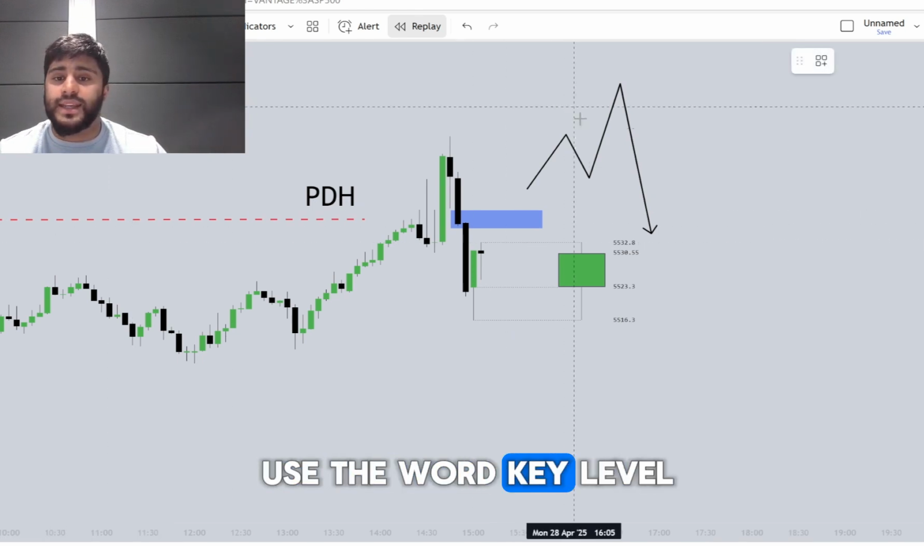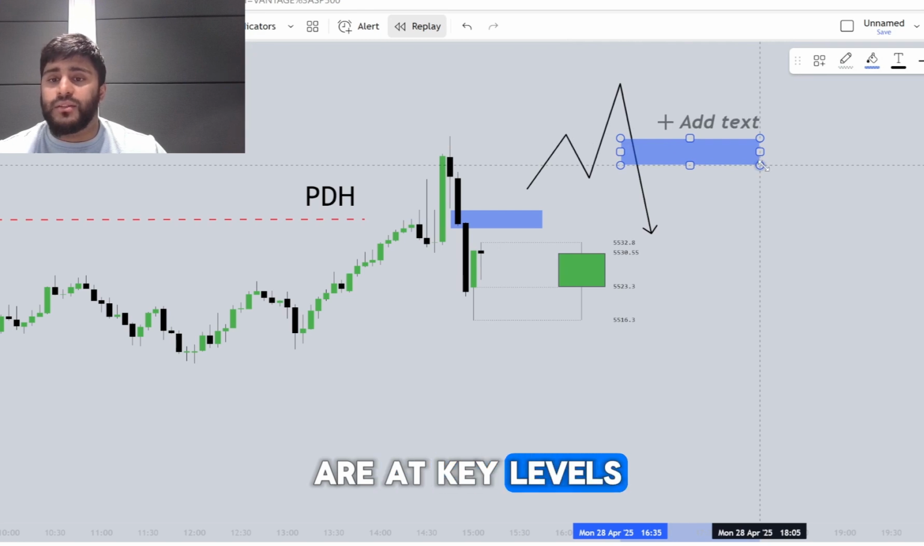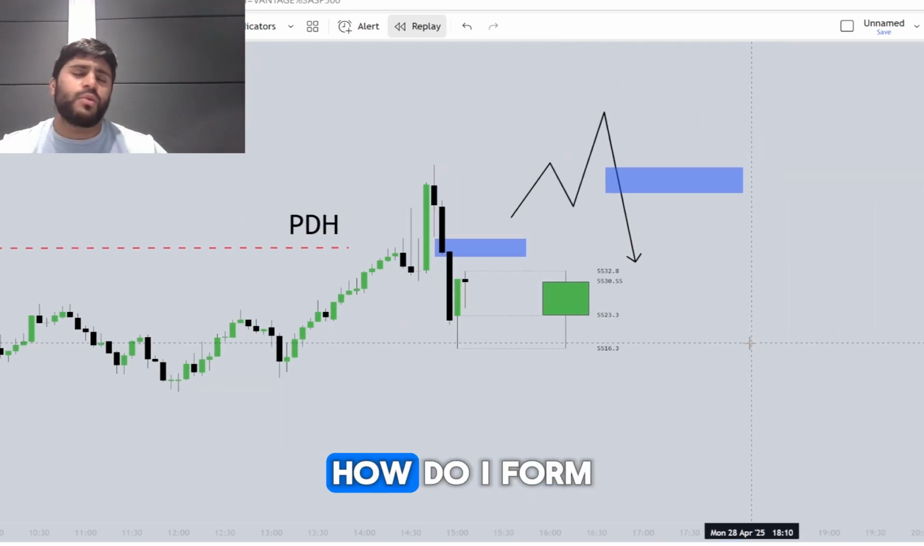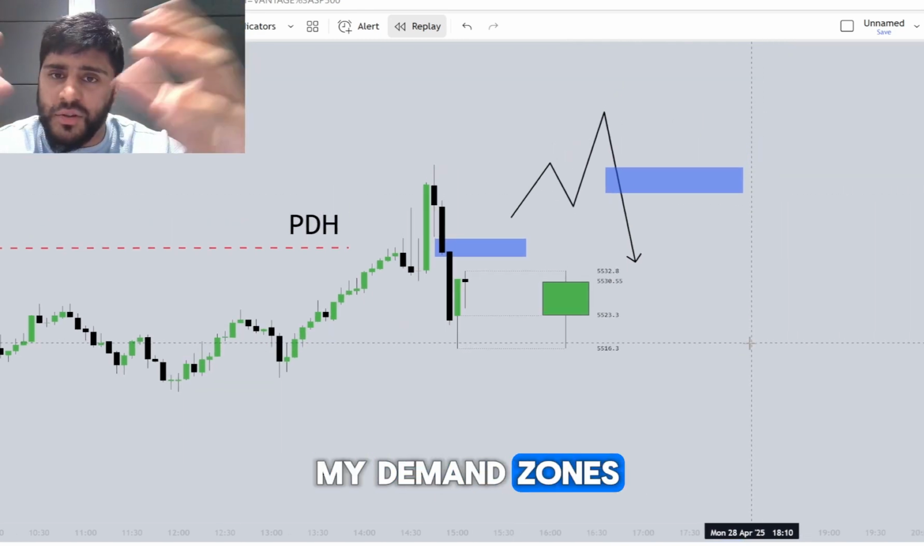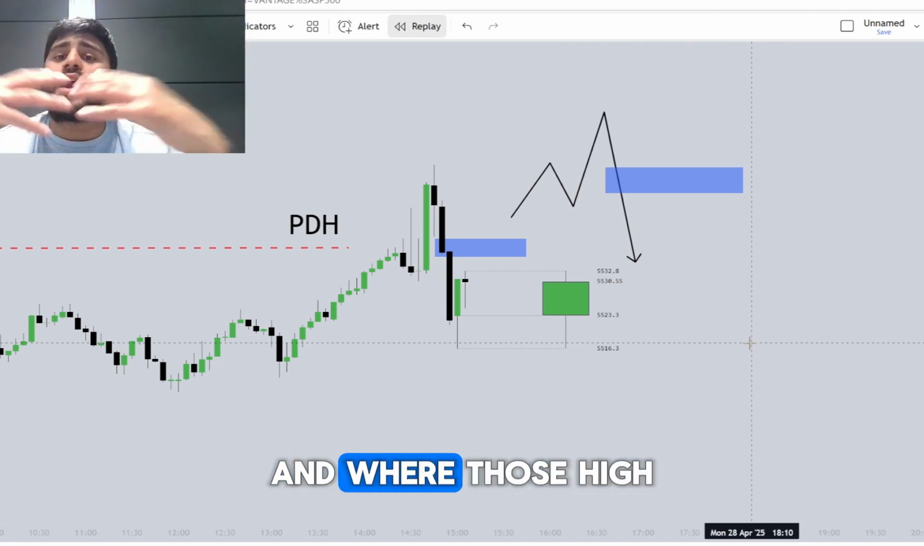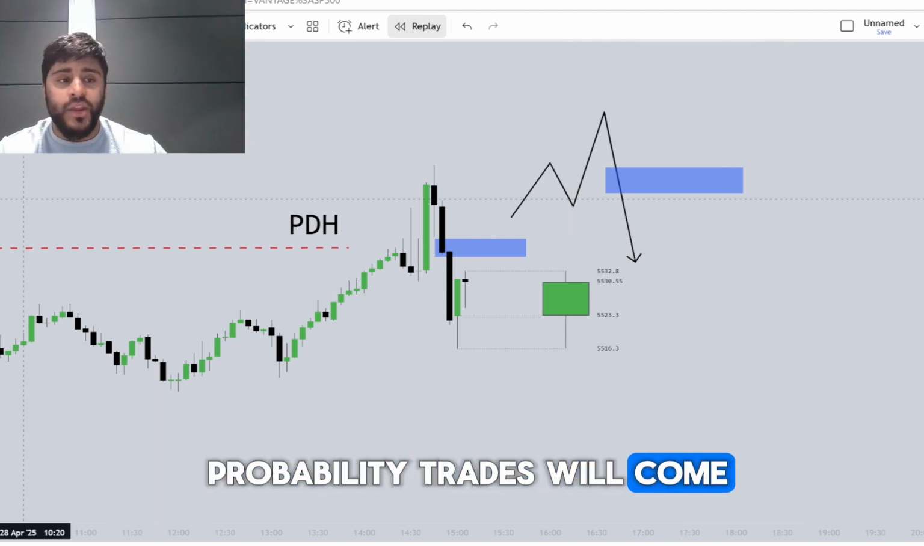Now, notice how I use the word key level. All of my trades are at key levels, and I often get questions every single day. How do I form my supply zones? How do I form my demand zones? How do I know where to trade from and where those high probability trades will come? Well, it's a good question.